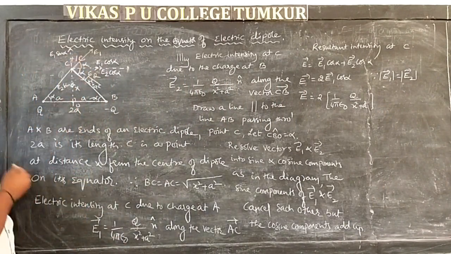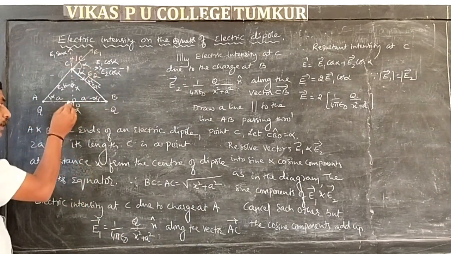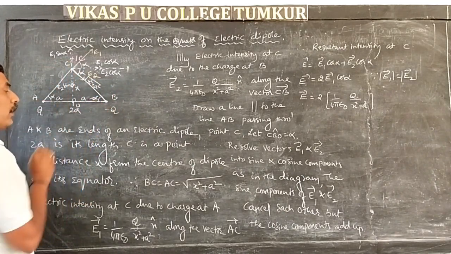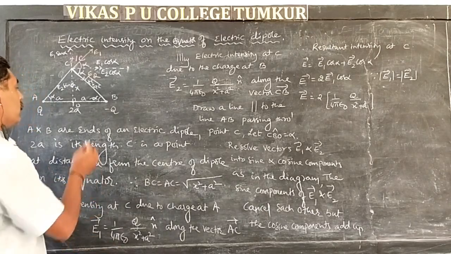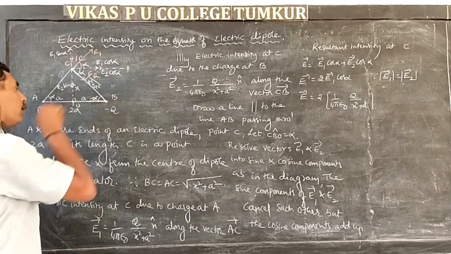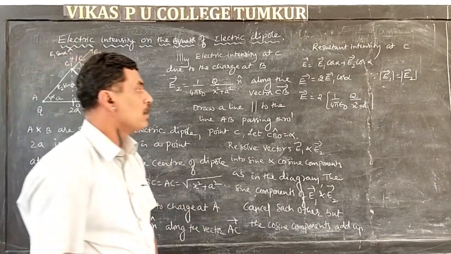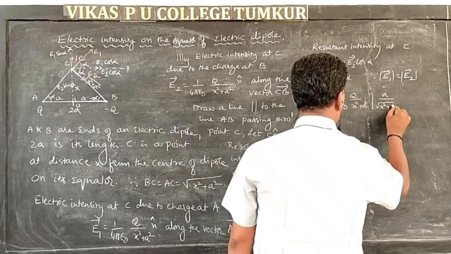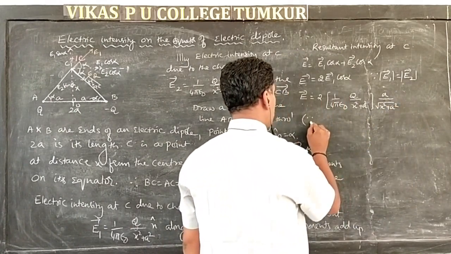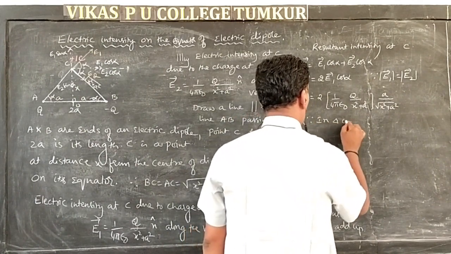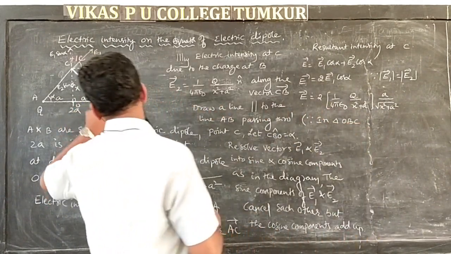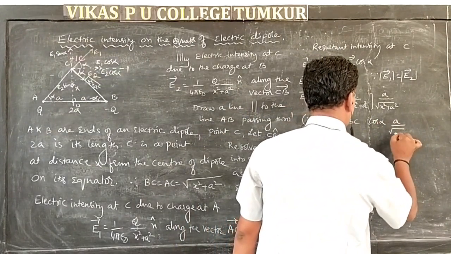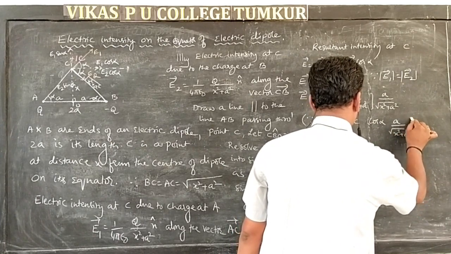Let's look at the diagram. Cos alpha: alpha is in a right angle triangle. OBC is a right angle triangle. Cos alpha by definition is a divided by root of x square plus a square. I will write here because in triangle OBC, cos alpha is equal to a divided by root of x square plus a square. This is it.